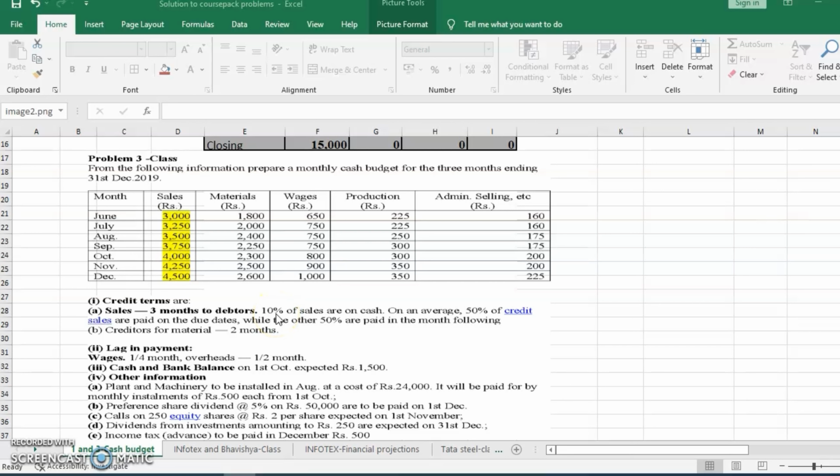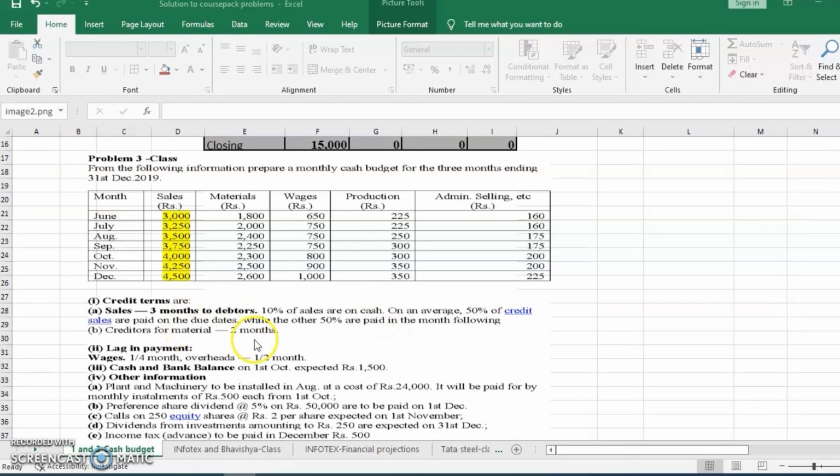a little later. Now, what is the condition there? On an average, 50% of the credit sales are paid on the due date, which means 50% of that 90% credit amount is paid on the due date, that is after the 3 months to the debtors, while the other 50% are paid in the following month, which means after the 3rd month, in the 4th month they are paid.